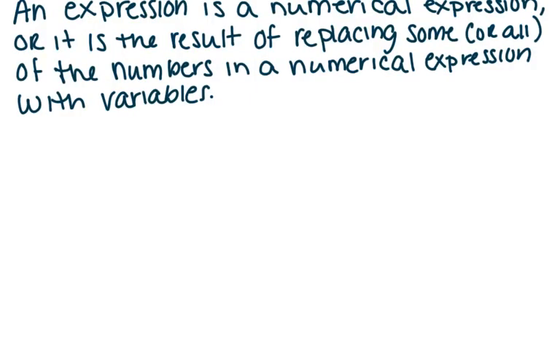An expression is a numerical expression, or it is the result of replacing some or all of the numbers in a numerical expression with variables. So the examples would be A is equal to L times W. That is an expression. Or A is equal to 6 times 6. That is also an expression.